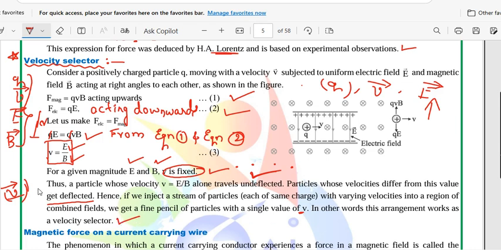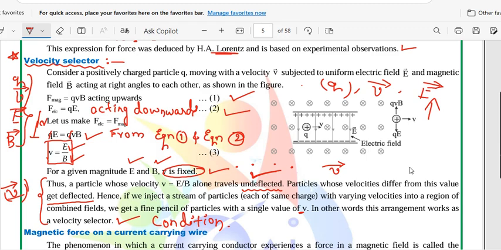See the conditions. Suppose velocity is equal to the ratio of electric field to magnetic field. In that condition, particles will travel without deflection, that is, undeflected. Suppose there is some kind of velocity difference. In that condition, particles will get deflected.